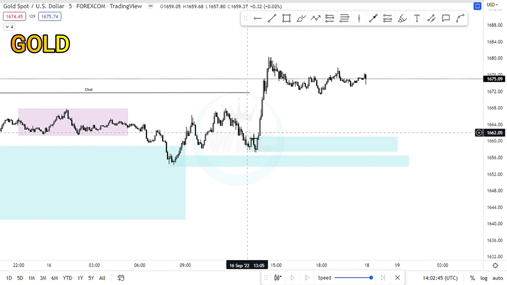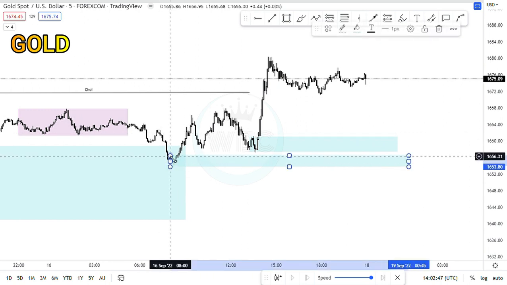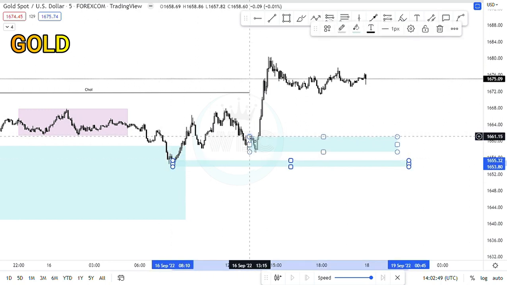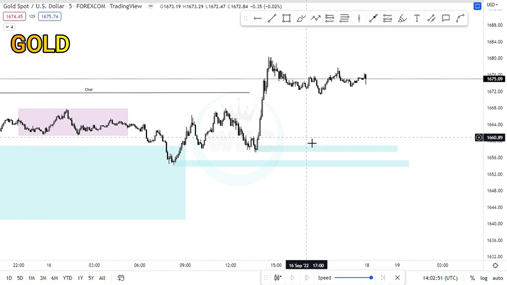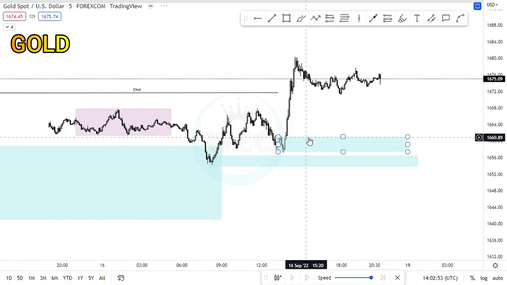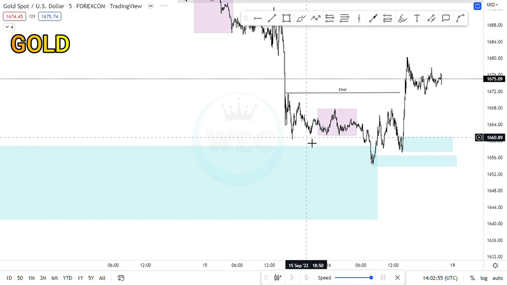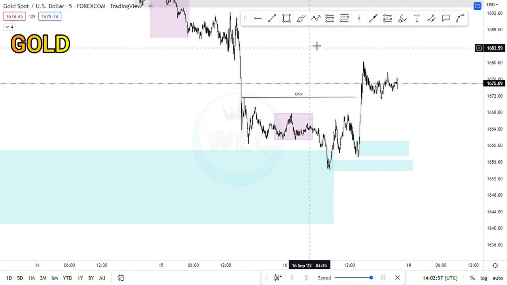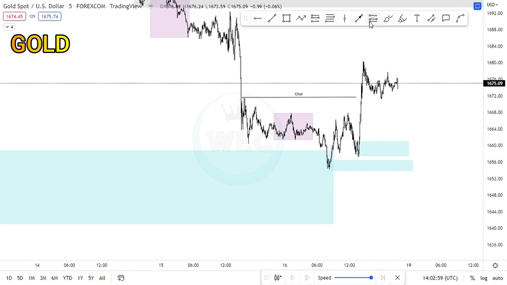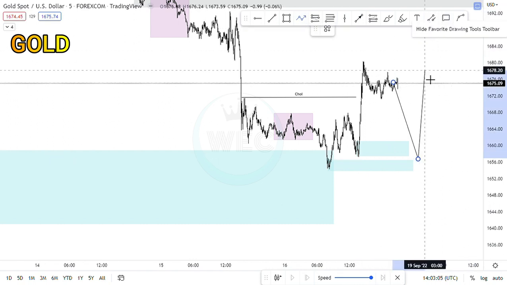If you decide to refine them, you're going to get it as little as this for this one and as little as this for this one. Okay, but I would like to keep it on the M15 like this, and I'll just wait for price to come into any of these levels. Okay, any of these levels like this, then we can look for buys to the upside.